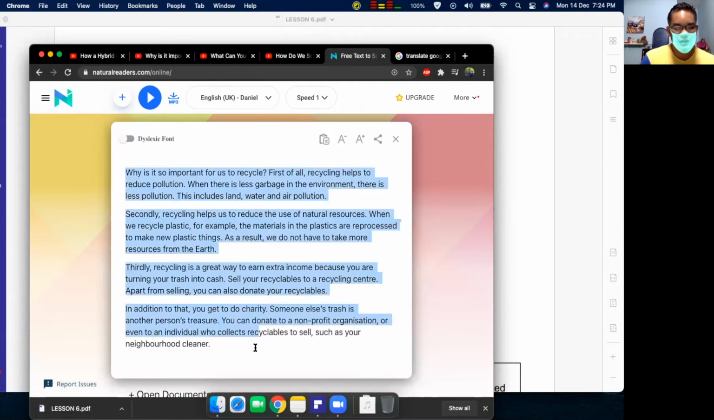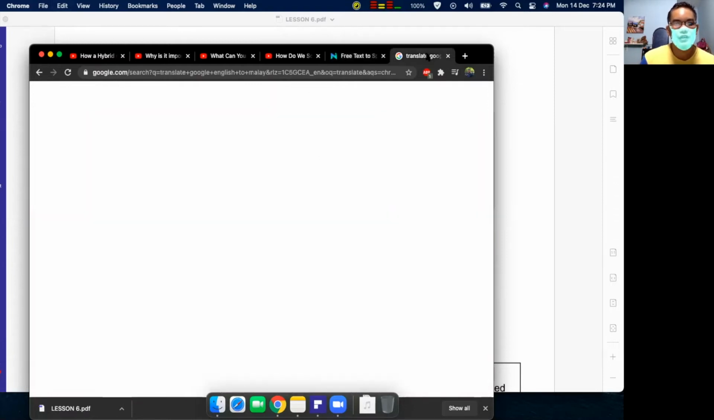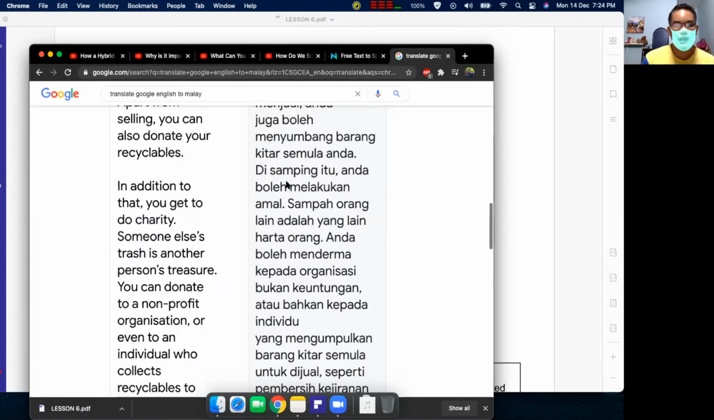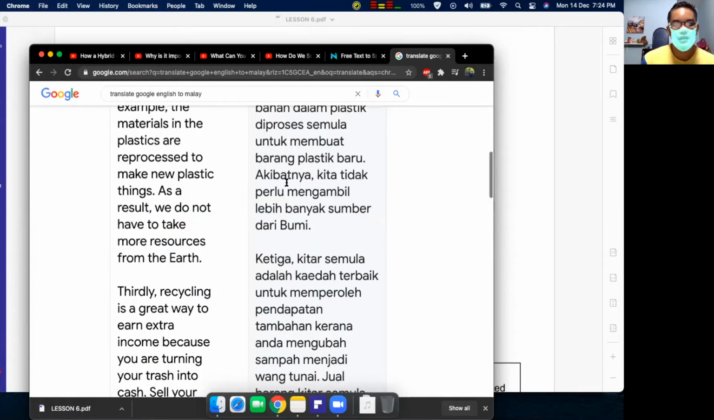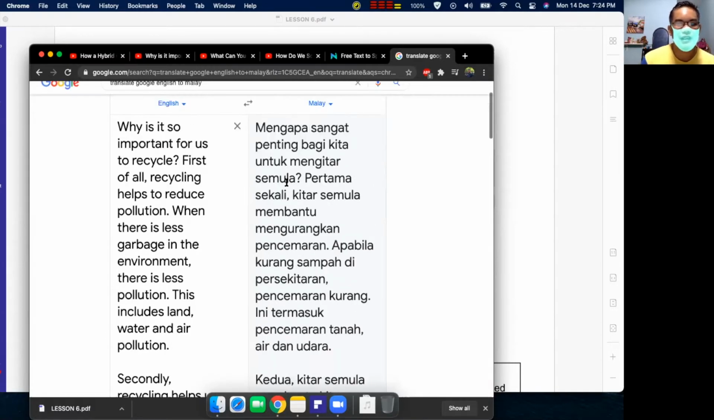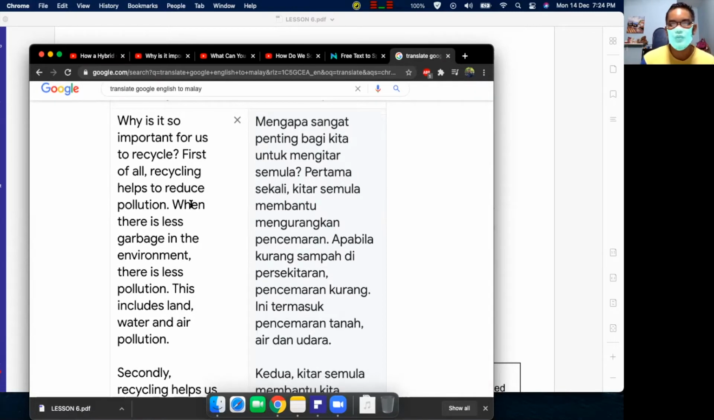For weak students, you can always use Google Translator and have the English text side by side with the Malay text so that you can understand. So we are going to read this together and we are going to try to understand paragraph by paragraph.